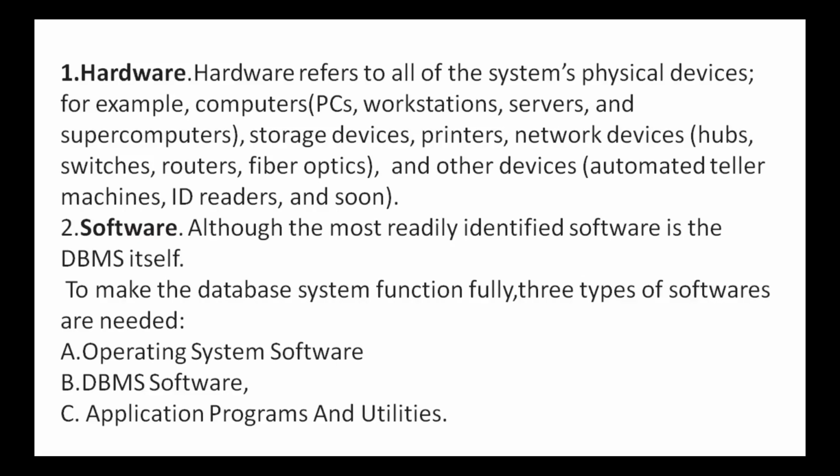Coming to software. Of course, the first important software in a database system is the database management system software. To make the database system function fully, we need three types of software here. One is operating system software, the second is DBMS software, and the third is application programs and utility software, utilities.